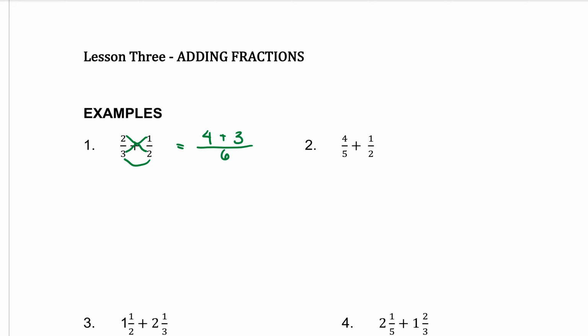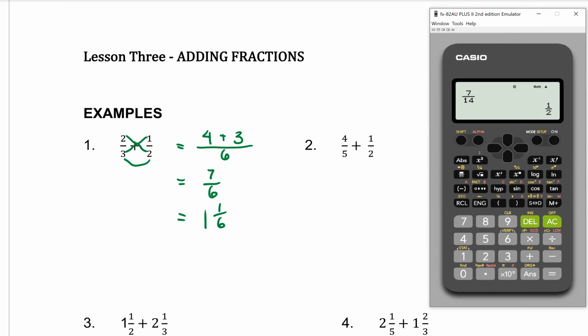Then I just need to add together the top numbers. 4 plus 3 is 7 over 6. And if my answer is an improper fraction, we want to change it to be a mixed numeral. So 6 goes into 7 once, with 1 remainder over 6.